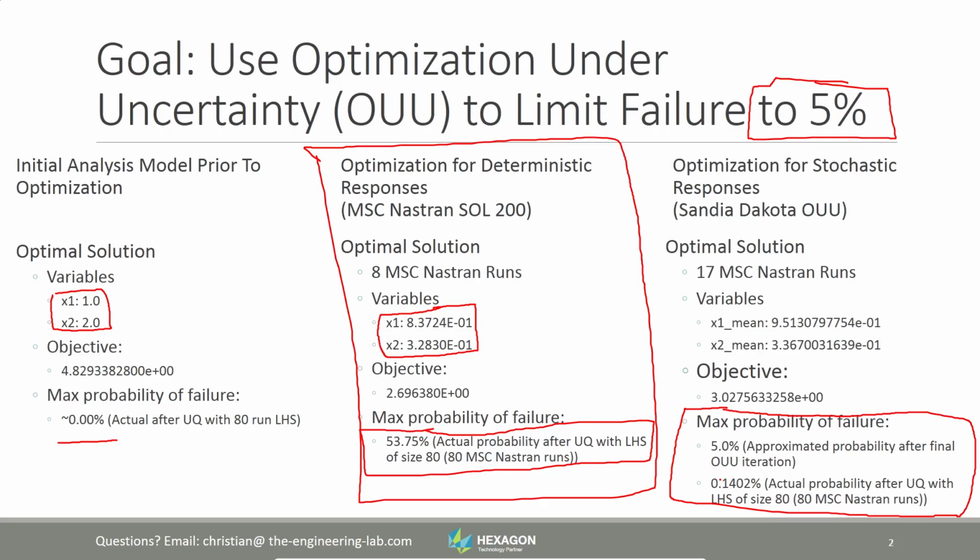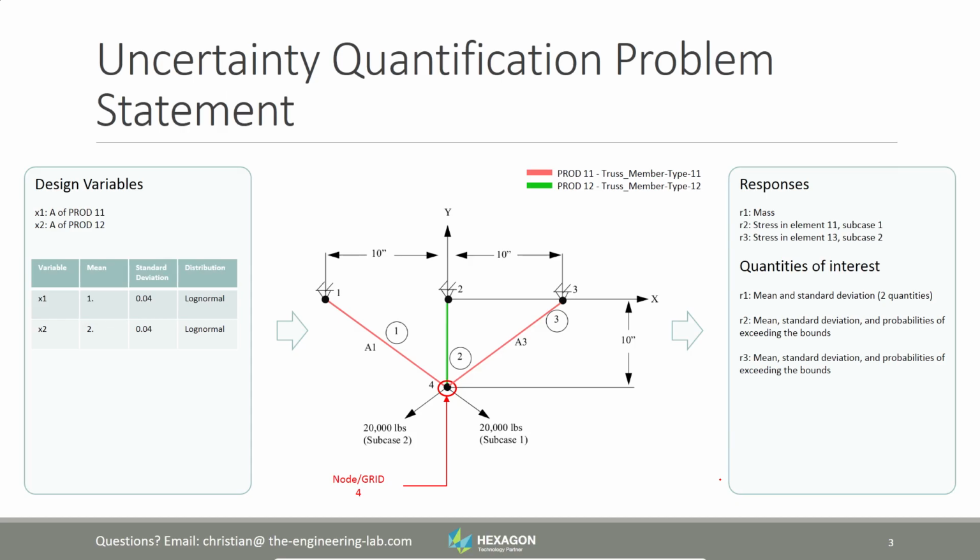So now, for those who are not familiar with part 1, let me quickly brief you on what the analysis model is for this part 2. So we are dealing with a very simple 3-bar truss. Here we have 3 nodes. 3 nodes are pinned. The 4th node is free. We apply our force at node 4 in different directions. So we're dealing with 2 different load cases.